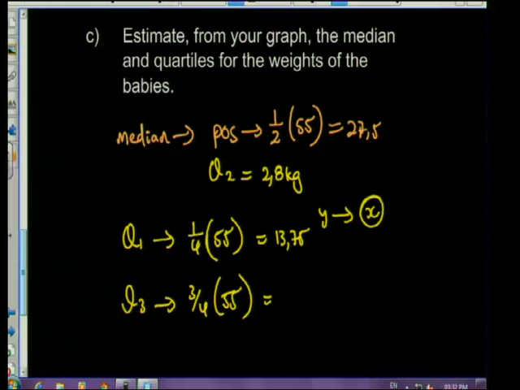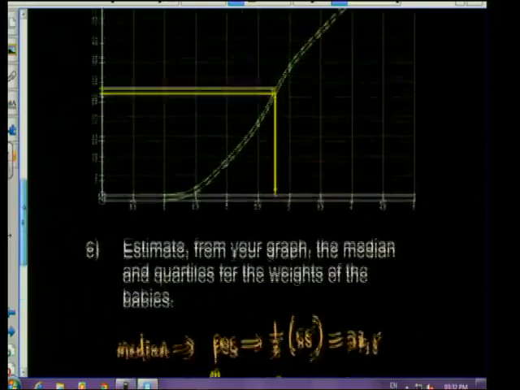3/4 of the 55, so I'm looking at the top end, the upper quartile, that is roughly 41.25. So again, I'm going to take this y value and go down and find the x. So let's go do that. I'm looking at about 13.75.